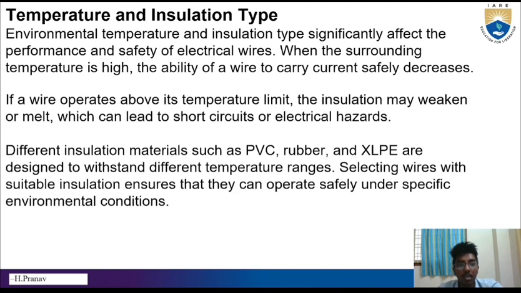So coming to the temperature and insulation type, environmental temperature and insulation types significantly affect the performance and safety of electrical wires. When the surrounding temperature is high, the ability of a wire to carry current safely decreases. If a wire operates above its temperature limit, the insulation may weaken or melt, which can lead to short circuits or electrical hazards. Different insulation materials such as PVC, rubber, and XLPE are designed to withstand different temperature ranges. Selecting wires with suitable insulation ensures that they can operate safely under specific environmental conditions.